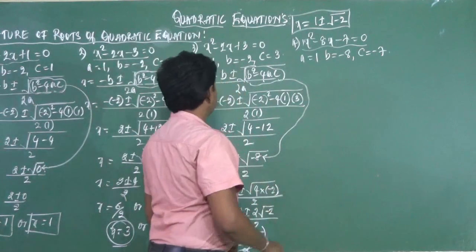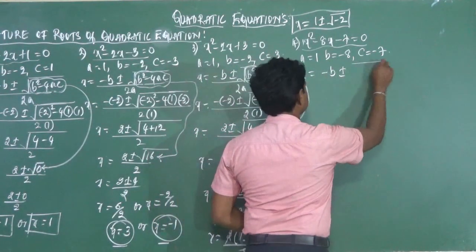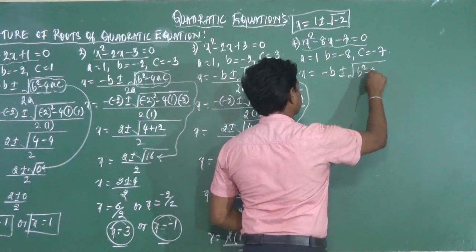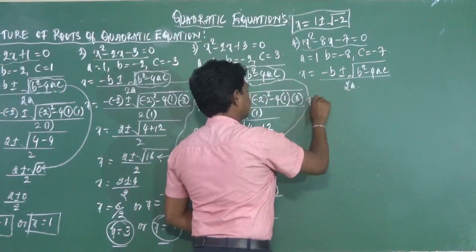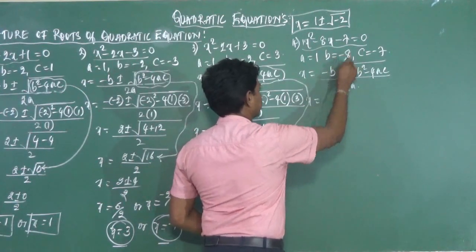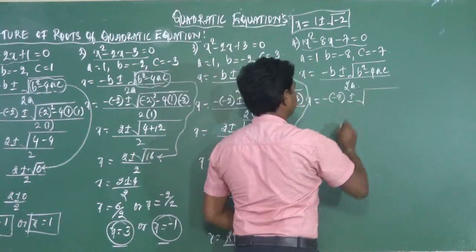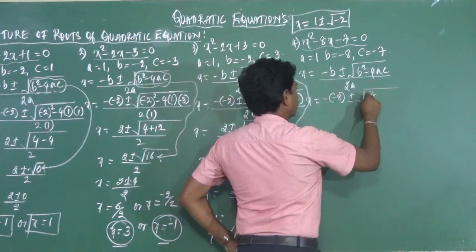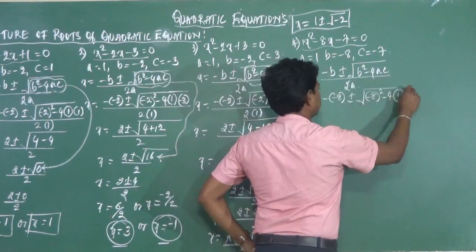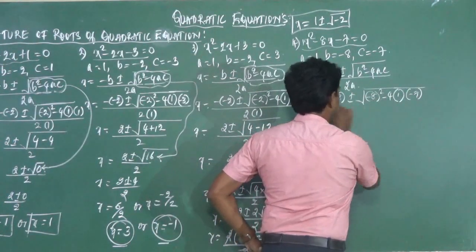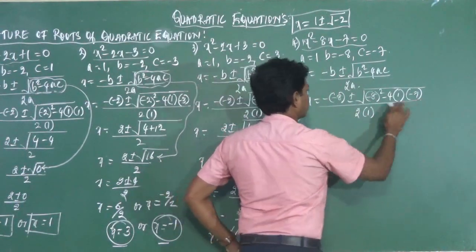Okay, right. So let us write the formula. So x is equal to minus b plus or minus square root of b square minus 4ac by 2a. Okay. So x is equal to minus b, that is minus of minus 8, plus or minus square root of b square, minus 8 whole square, minus 4 into a, 1, into c, minus 7, by 2 into a, 2 into 1.